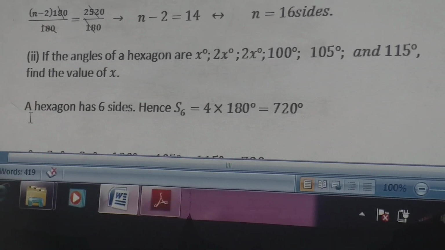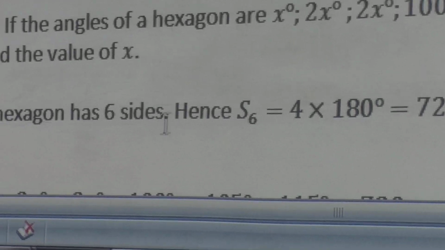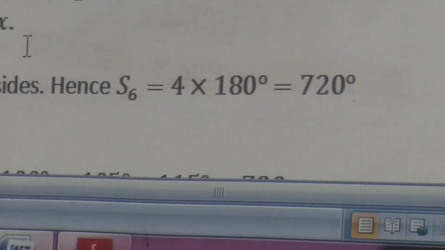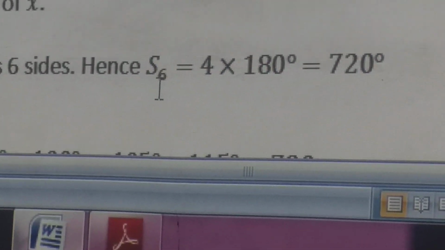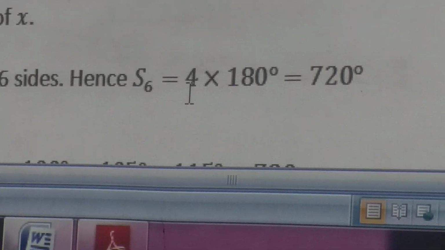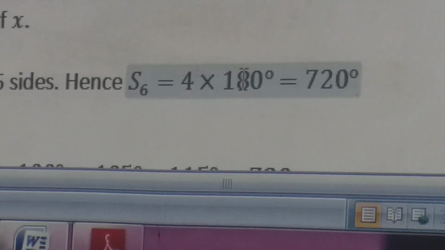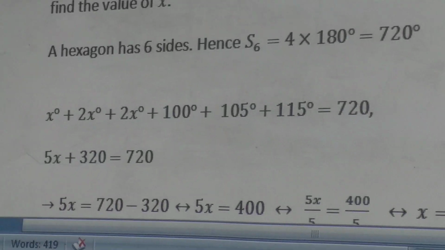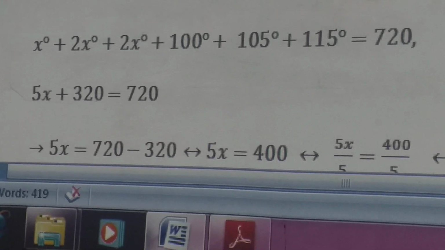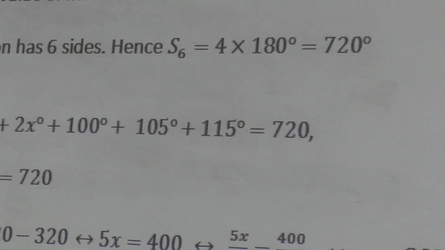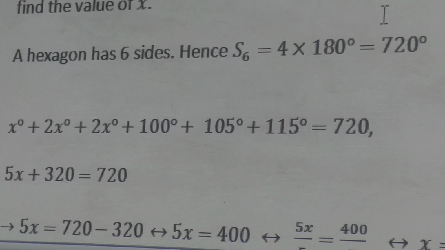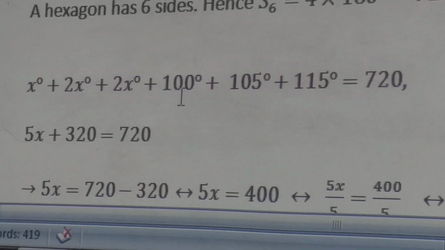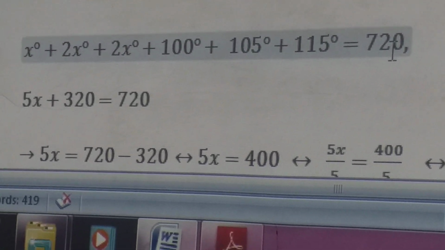We want to find x. A hexagon has 6 sides. So sum of interior angles of a 6-sided polygon is equal to 4 times 180. Why 4? We say n minus 2. 6 is the number of sides, is the n. So n minus 2 gives us 4. So 4 times 180 is equal to 720. Since we know that the sum of interior angles is 720, if we add all these angles, they should give us 720. So we add the angles and we equate the sum to 720.